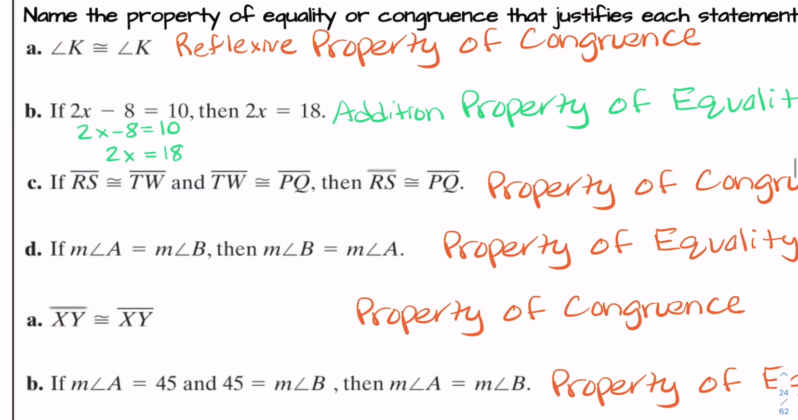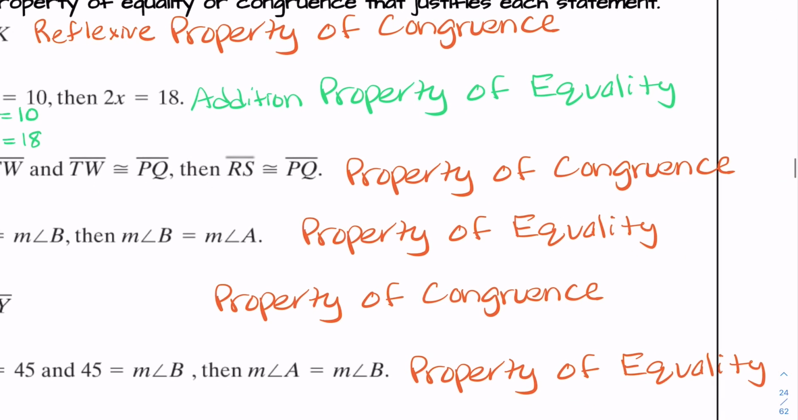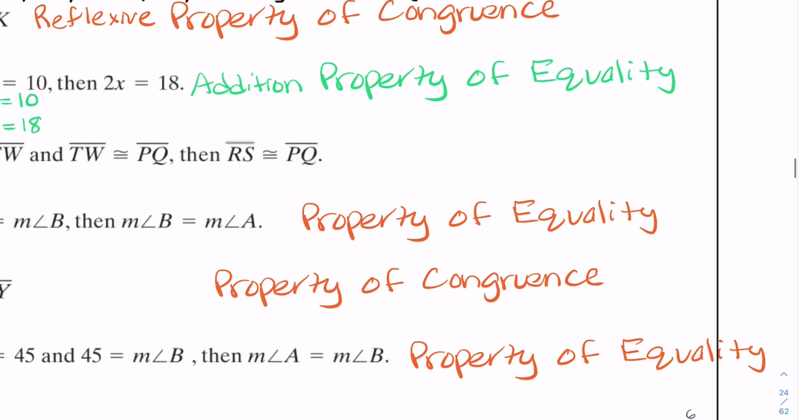All right, the next one. Ooh, it looks kind of like a train. So this one, I'm going to have to erase this because I don't have enough room. I'm going to have to write it smaller. This one is going to be the transitive property of congruence.